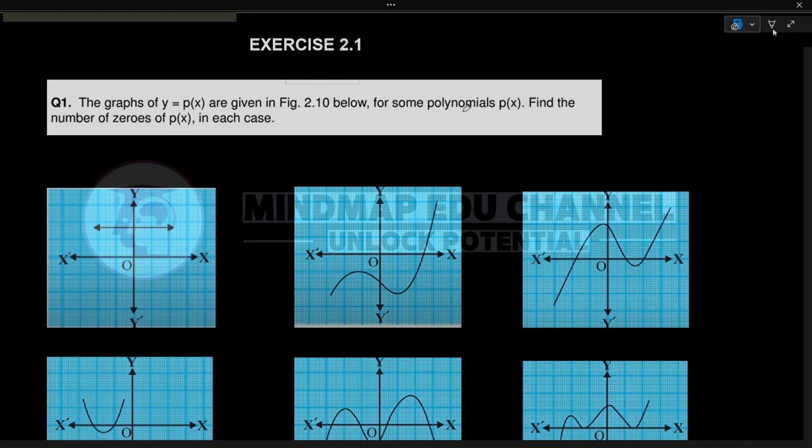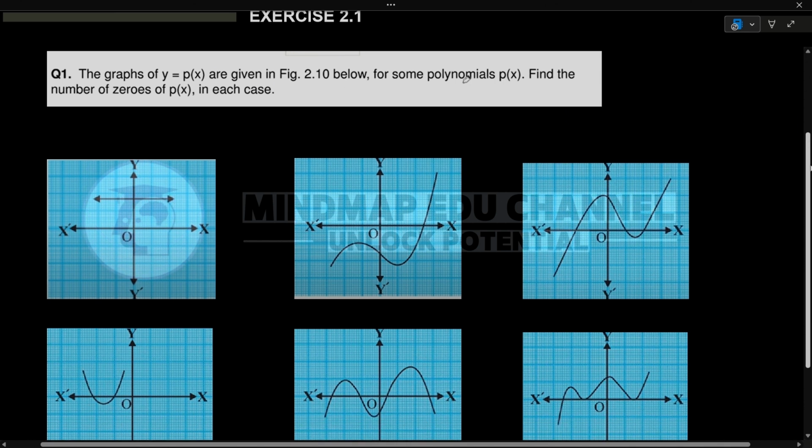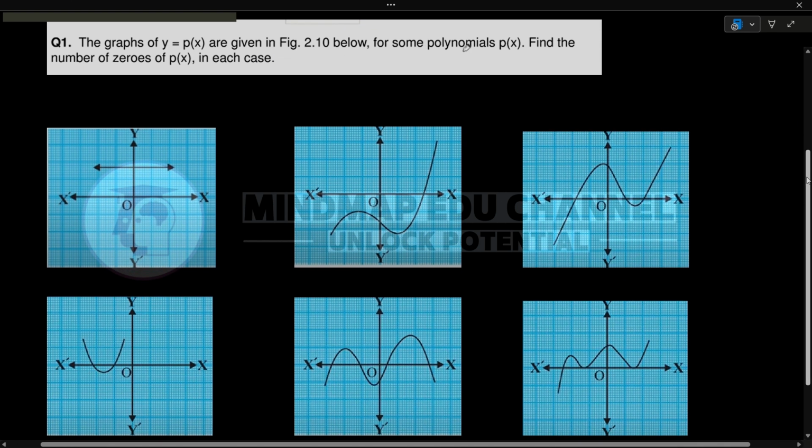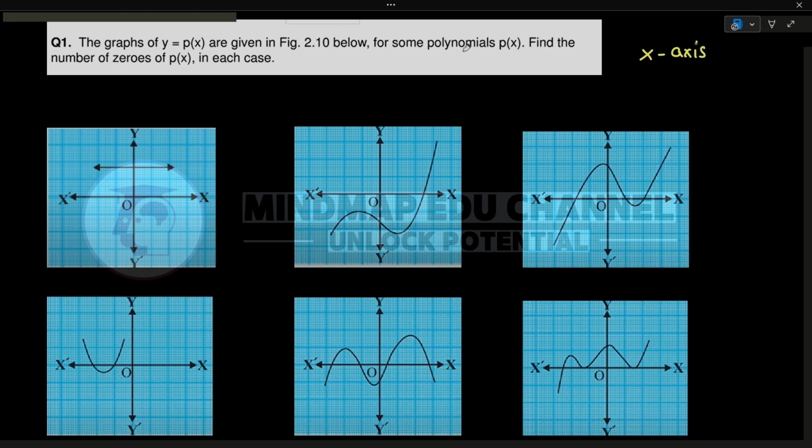In today's class, we will discuss exercise 2.1 of class 10th Maths NCERT book. Here, you are given a few graphs of polynomials, and by looking at the graph, you should tell the number of zeros for each polynomial. For that, remember, you should always check the x-intercept of the graph. That is, you have to check how many times the graph touches the x-axis, and that will give you the number of zeros for the given polynomial.